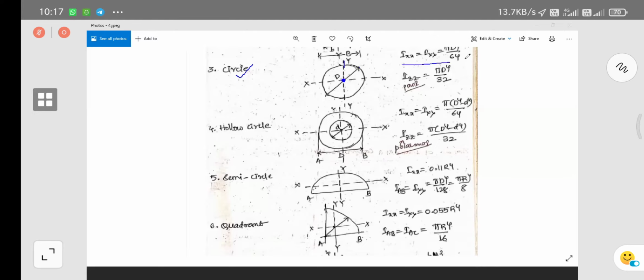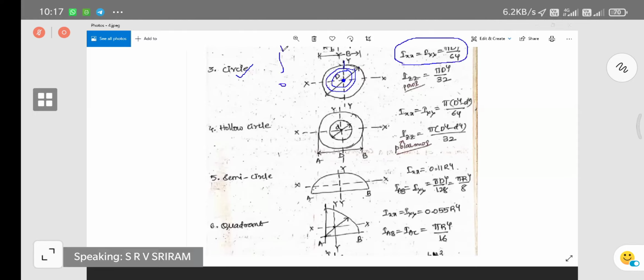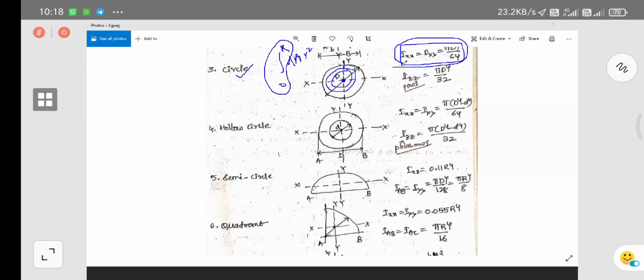If you find the moment of inertia by integrating between 0 to r, considering an elementary ring, for which dA is taken, we first find the moment of inertia of the elementary ring, and afterwards integrating between 0 to r, you will get the moment of inertia about the central axis. That is πD⁴ by 64.